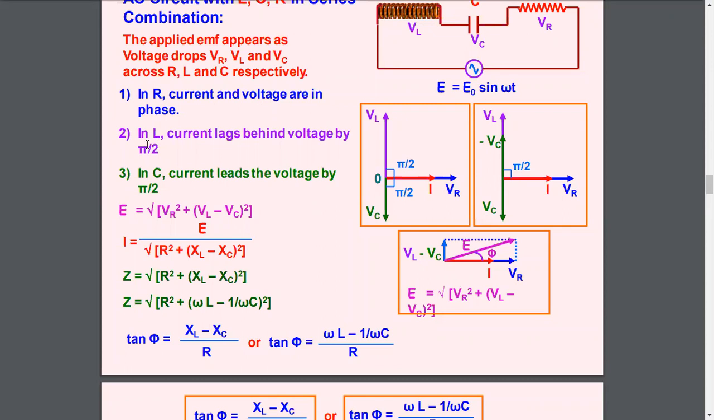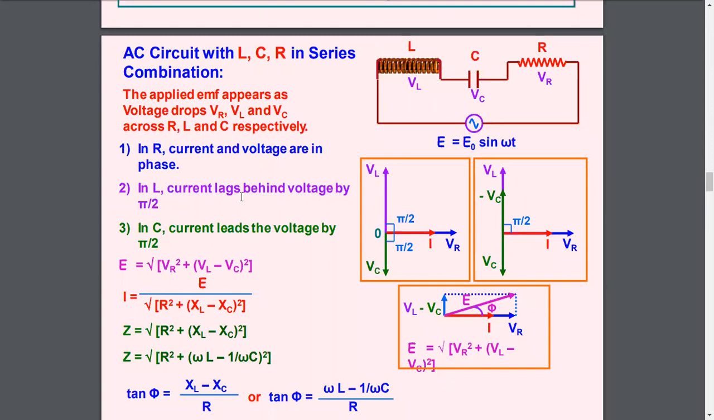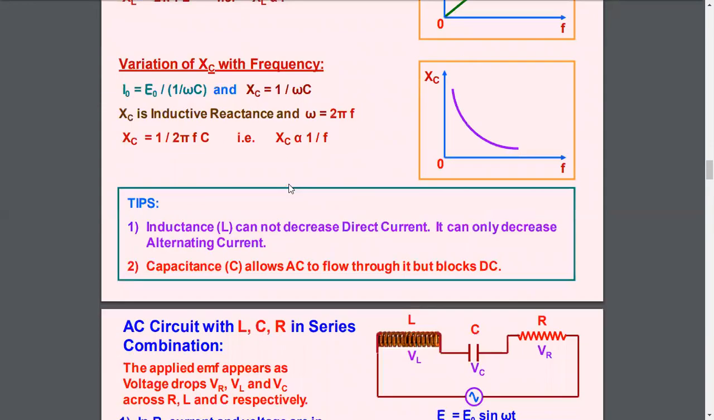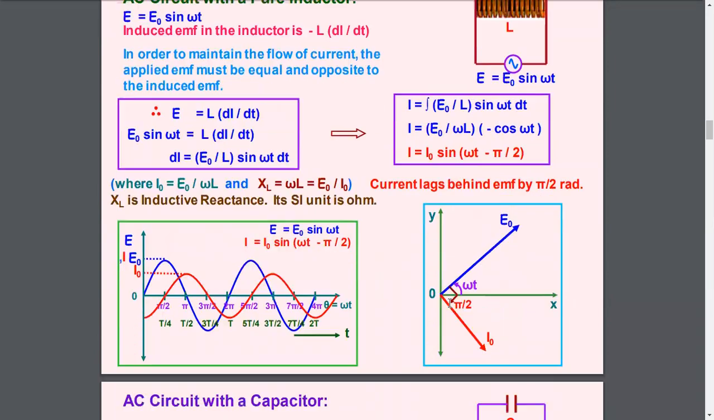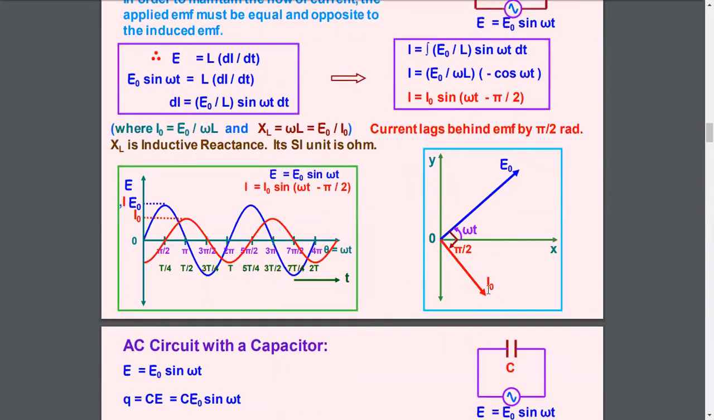Now we discuss the inductive circuit, that is, the phase difference between current and voltage across the inductor. In an inductor, current lags behind the voltage by a phase of pi by 2. We have discussed this in the earlier class. If you go back in order to understand, you see here this is the inductive circuit, and it differs by a phase difference of pi by 2 and lags behind the voltage. Here the phasor of current is in the fourth quadrant and the phasor of voltage is in the first quadrant. It means current lags behind the voltage.